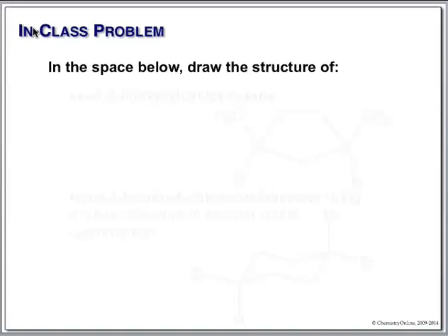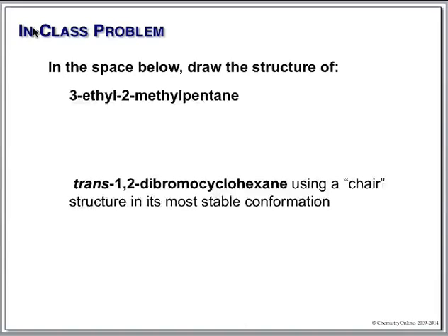We're drawing a pentane here. 3-ethyl, 2-methyl. Can't get much simpler than that, can we? So let's draw 5 carbons in a row. And we're going to define that as our parent chain.